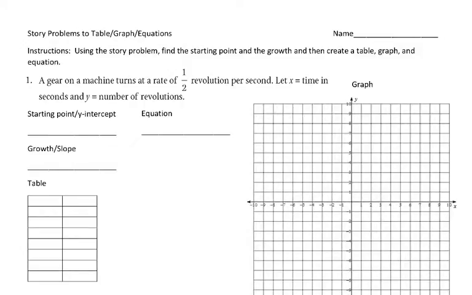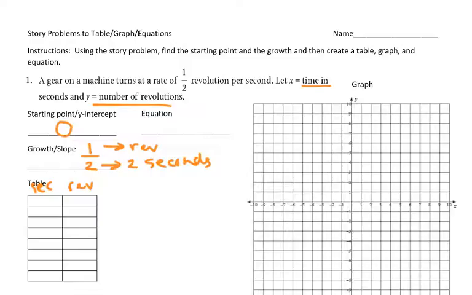So let's take a look at the first situation. A gear on a machine turns at a rate of 1/2 revolution per second. Let x equal time in seconds and y equal number of revolutions. Okay? So they told us they want this to be seconds and the number of revolutions here. Now, that told us what the two connections are. So what would be our starting point? Before the gear on a machine turns, we haven't revolved at all, have we? So our starting point would be 0. How is it growing? Well, it's growing at 1/2 of a revolution per second, or we could think of that as 1 revolution every 2 seconds.